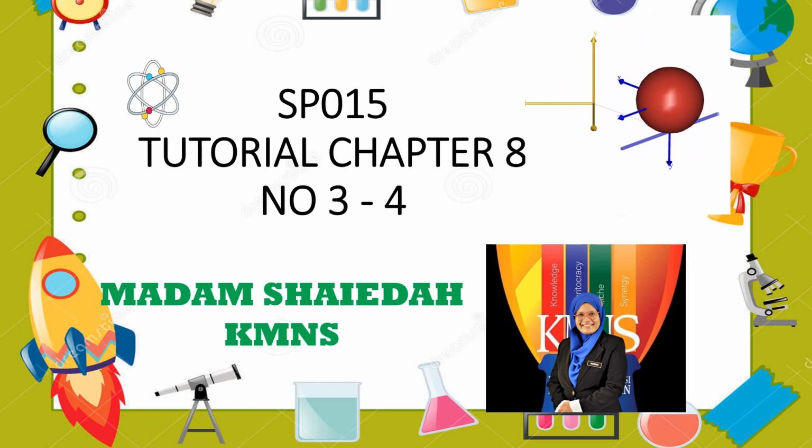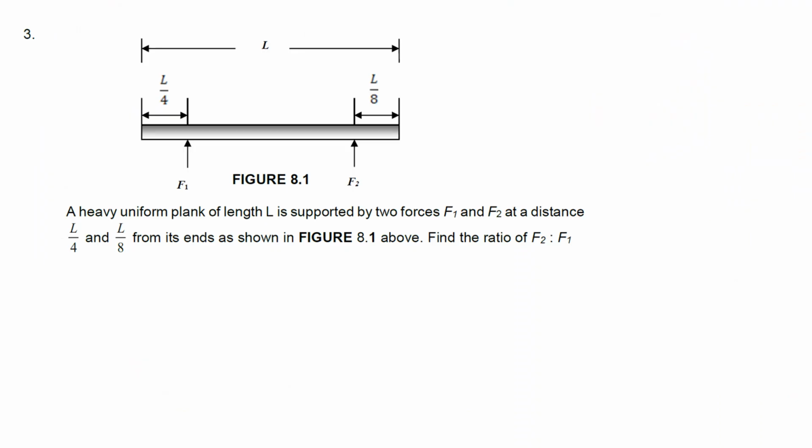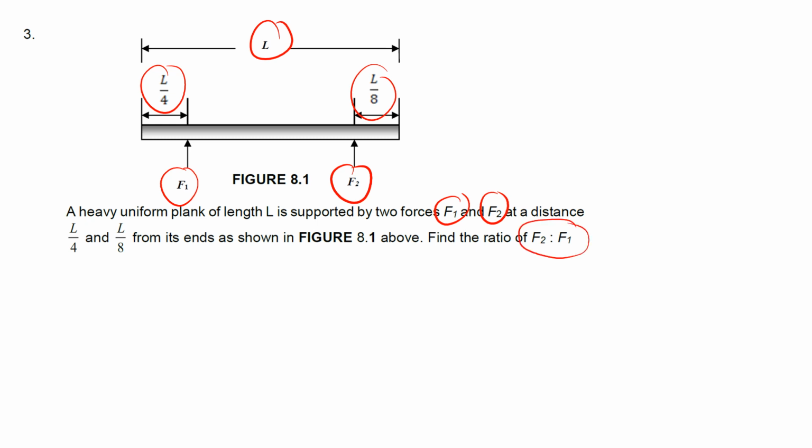So today we will do question number 3 and 4. A heavy uniform plank of length L, supported by two forces F1 and F2 at distances L over 4 and L over 8 from its ends, as shown in figure 8.1. Find the ratio of F2 and F1. So they ask you to find the ratio here.